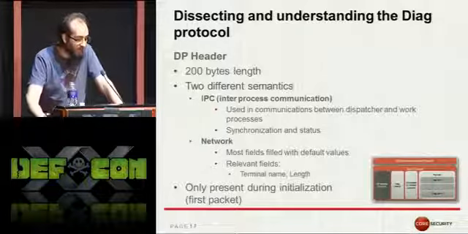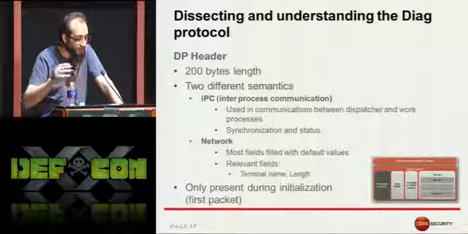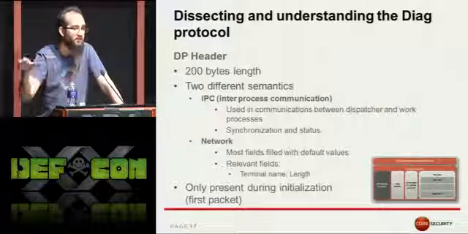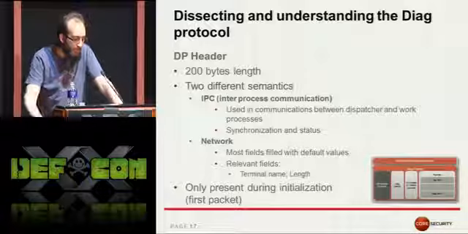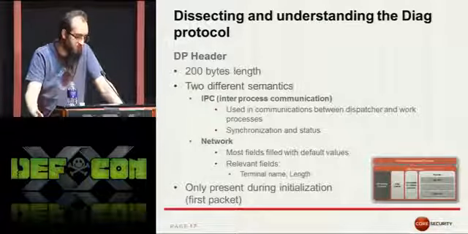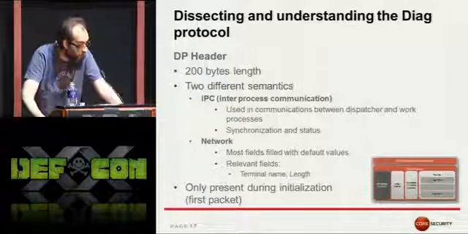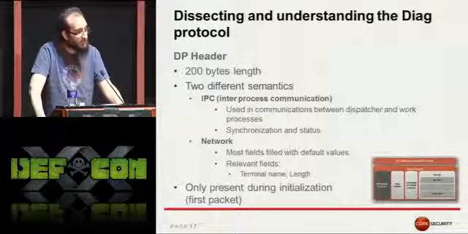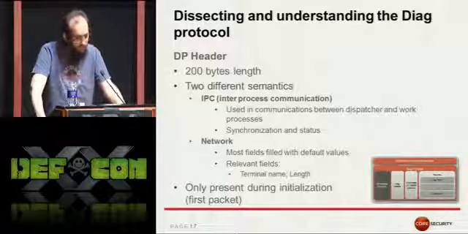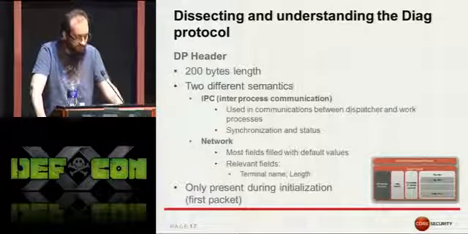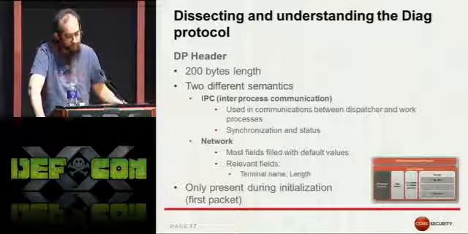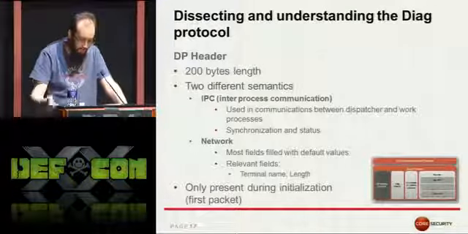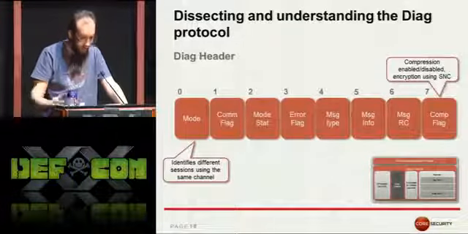From an internal perspective, it's used for inter-process communications between the dispatcher service and all the different work processes. And from a network perspective, which is the relevant one for this talk, most of the fields are filled with default values, and there are only two relevant fields: a terminal name and a length field, which is the length of the remainder of the packet. So let's move on to the Diag header.